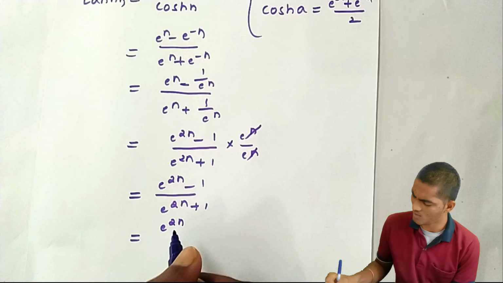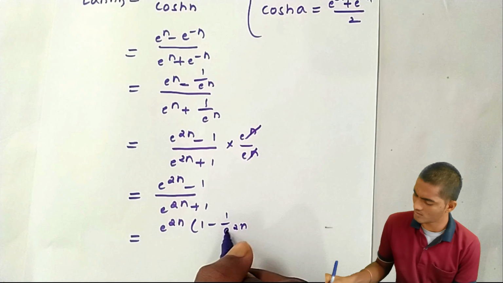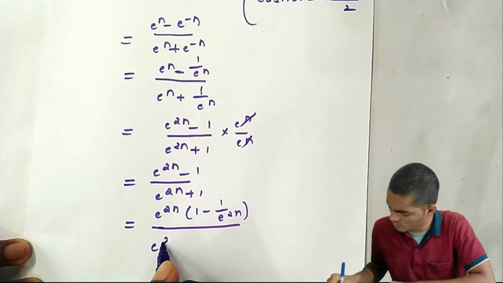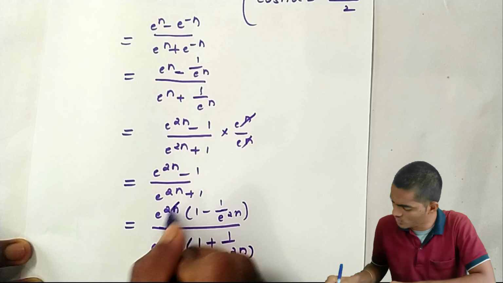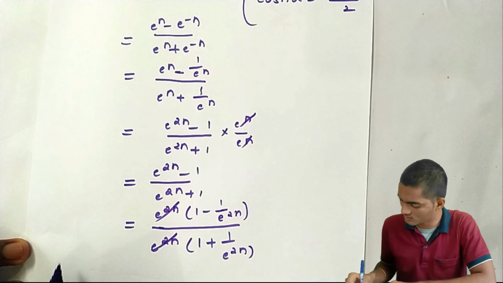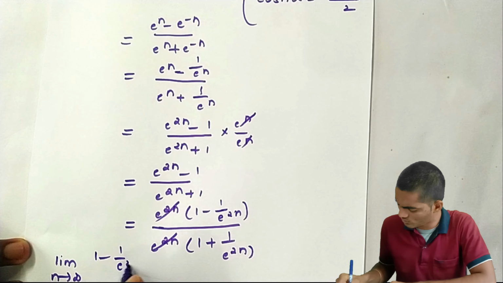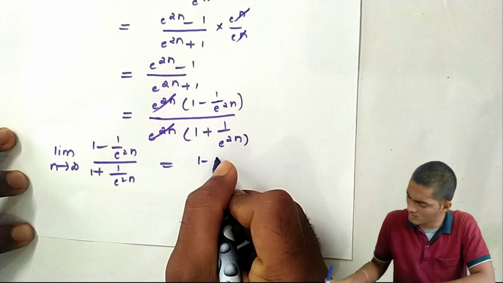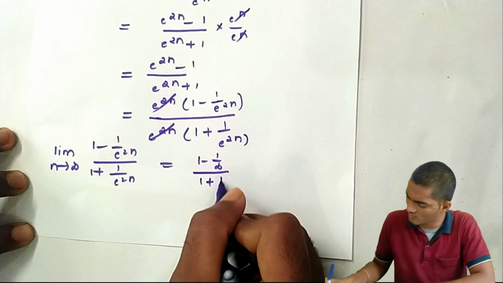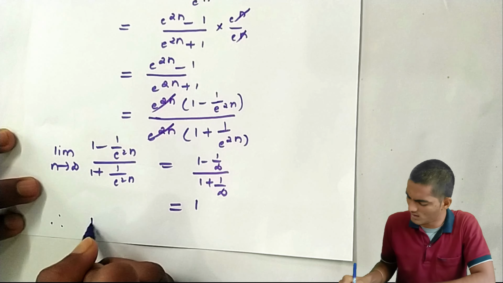e^2n is common, so (1 - 1/e^2n) / (1 + 1/e^2n), and e^2n is cancelled. Then apply the limit. Limit as n tends to infinity of (1 - 1/e^2n) / (1 + 1/e^2n) equals (1 - 1/infinity) / (1 + 1/infinity), which equals 1. Therefore it is convergent.